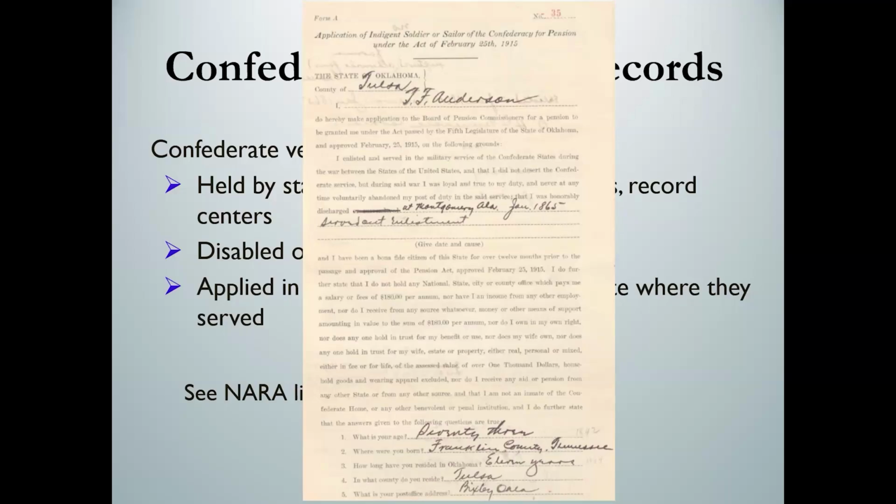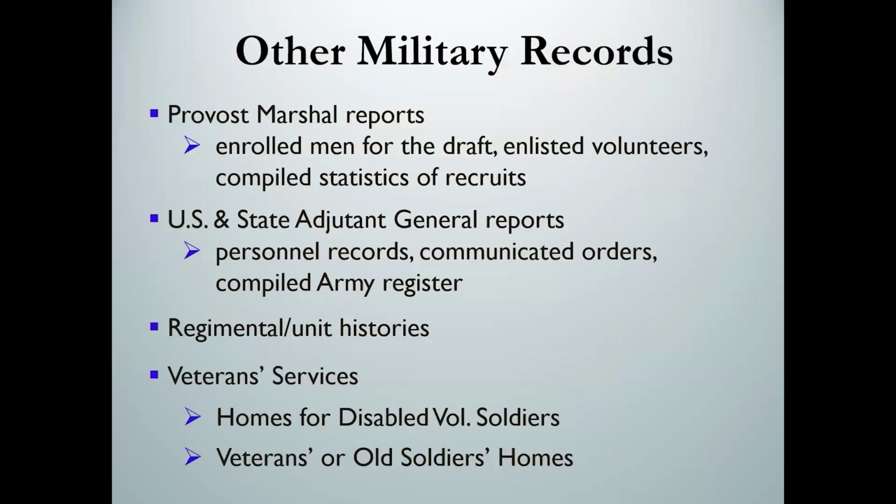So he applied in Oklahoma for his pension. So it gives you all that personal information. Like I said, I think his application is like 3 pages long. Other military records, because there's a lot to be had out there.